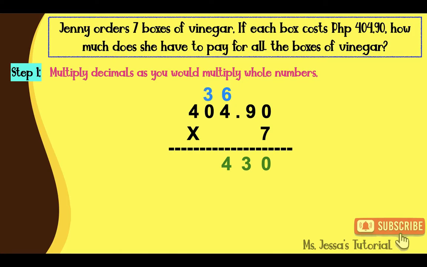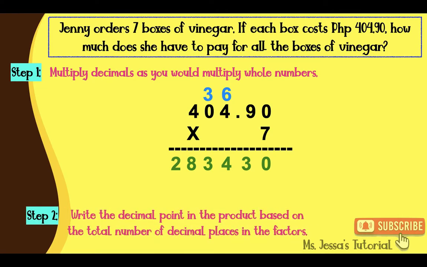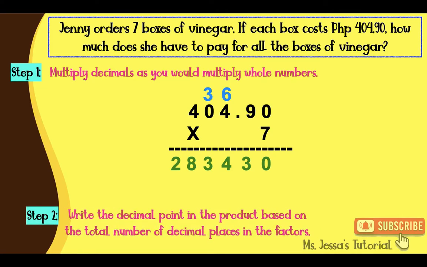7 times 0, that is 0, plus 3 is equal to 3. And then 7 times 4, that is equal to 28. So let's write 28 at the bottom. Then for the step 2, we're going to write the decimal point in the product based on the total number of decimal places in the factors.